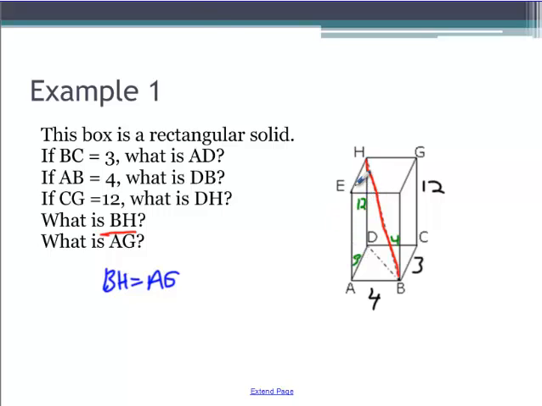I'm going to look just at HD. And HD is important because it forms a triangle with those three lines, the 2 in green and the 1 in red. This angle back here is a right angle.